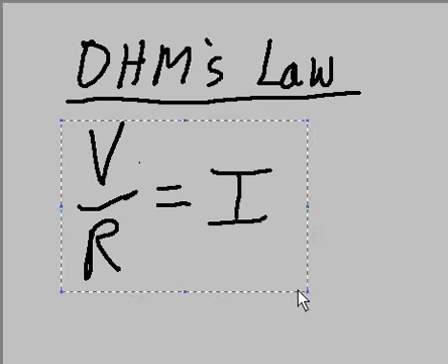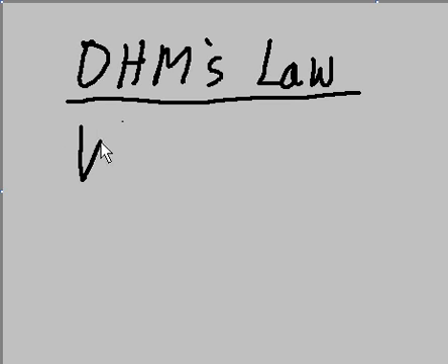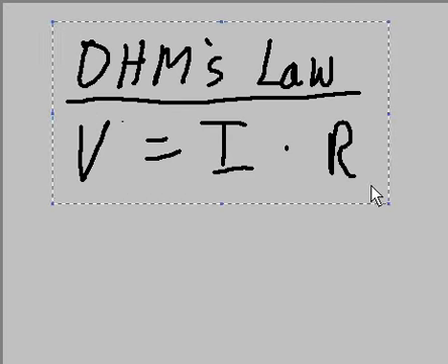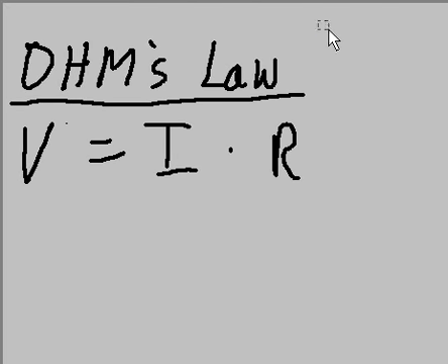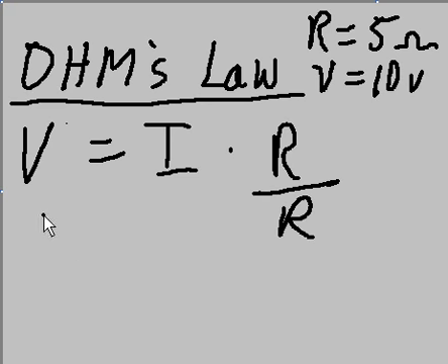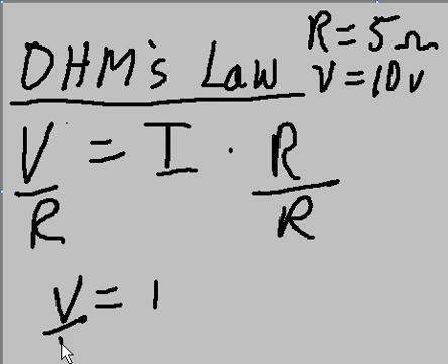How about an example? All right. If V equals I times R, and you know that R is 5 ohms, and V is 10 volts, well, you divide both sides by R, and now you have V over R equals I.